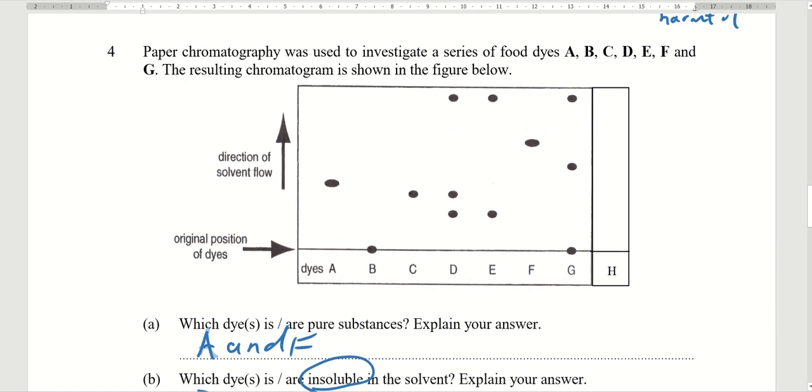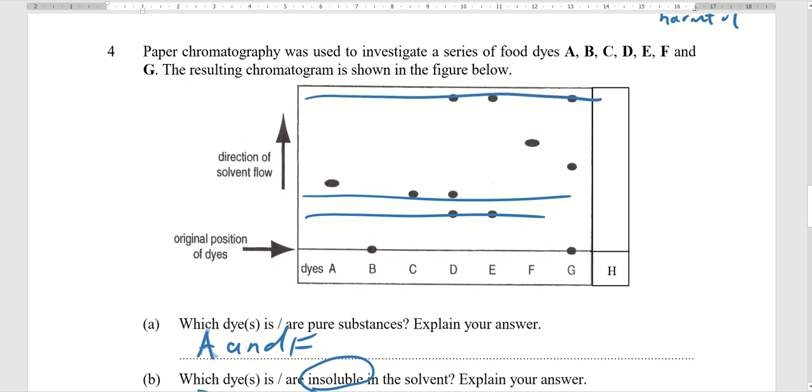Same thing as what I mentioned before. Take your ruler, draw lines to help you identify which spots are present in dye D, and which one each corresponds to in the other dyes. If you look at dye D, it is this, and this. These 3 spots. Which one does each correspond to in the other dyes?